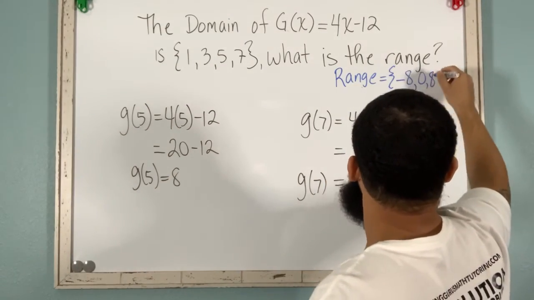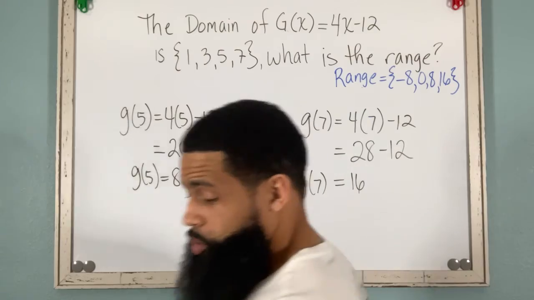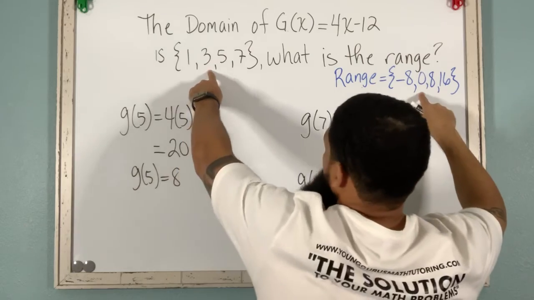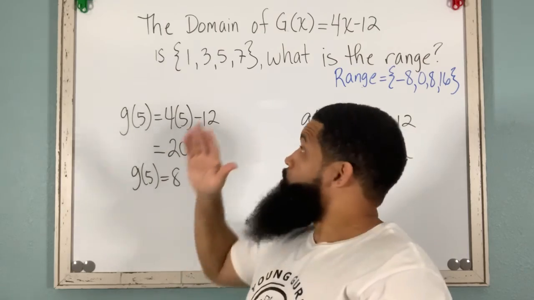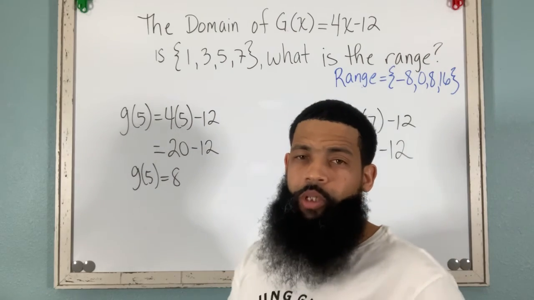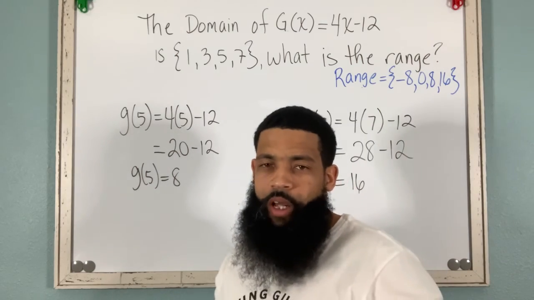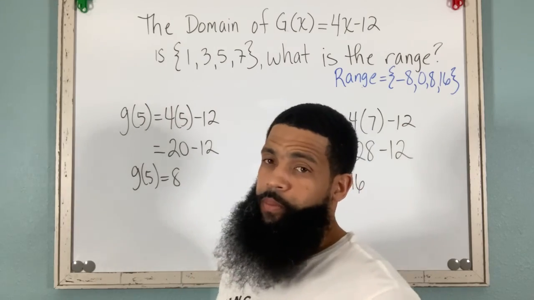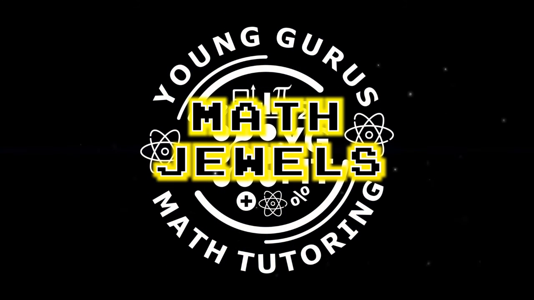So my other two values of my range are 8 and 16. So boom, negative 8, 0, 8, and 16, right? Once again, that produces ordered pairs of (1, negative 8), (3, 0), (5, 8), and (7, 16). Each domain value should have one corresponding value of the range, if it's a function. It can have multiple values in the range if it's a relation, but if it's a function, it's only going to have one.